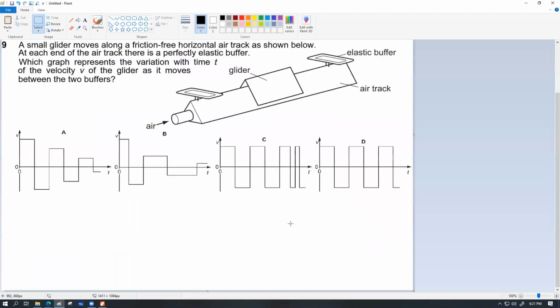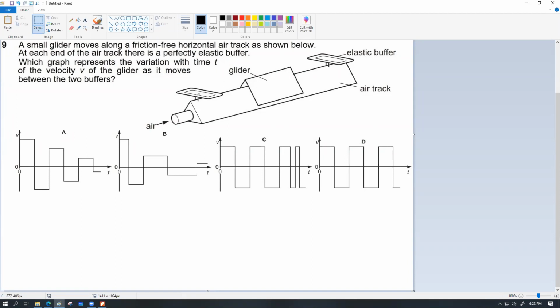Take a look. A small glider moves along a friction-free horizontal track as shown below. At each end of the air track there is a perfectly elastic buffer. Which graph represents the variation with time t of the velocity v of the glider as it moves between the two buffers? First of all, it says it's a friction-free air track, which means as the glider travels from one buffer to the next buffer, it will not lose any velocity. So from one buffer to the next buffer, it will be uniform velocity, or the magnitude should be constant.